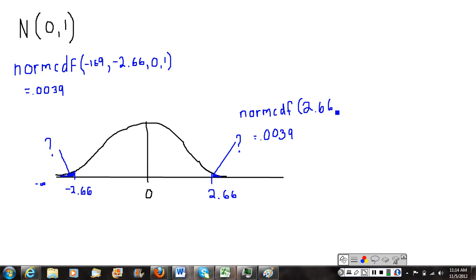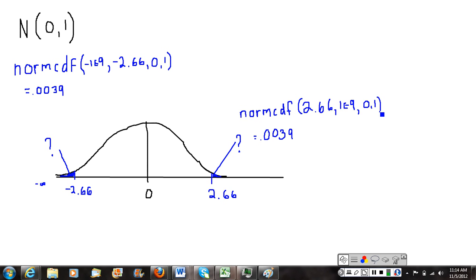Then we're going to enter the right-hand boundary, which is infinity. That area goes forever. So we're going to enter 1E9. That's how the calculator deals with positive infinity, just a really big positive number for a normal distribution. And then 0 and 1. And if you go ahead and put that in your calculator, if you do second vars, normal CDF, 2.66, and then 1E9, and then 0, and then 1, we're getting that same number, 0.0039.